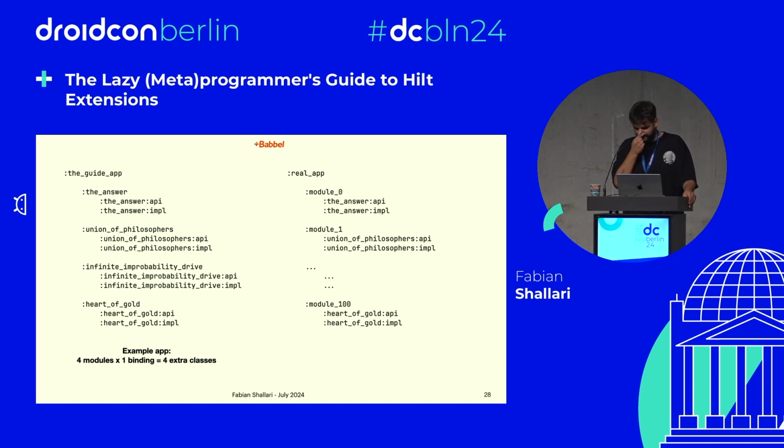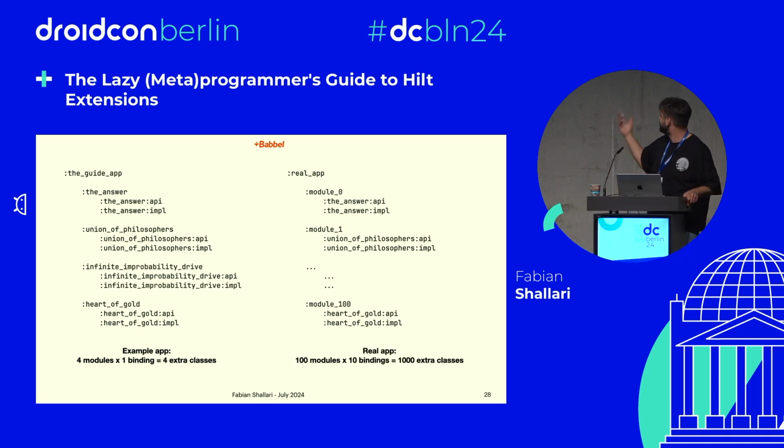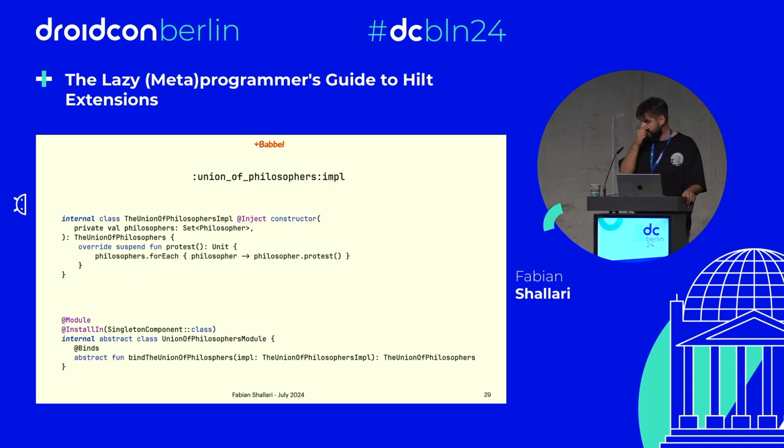The code bases that we usually work on are not this nice example with 4 modules with 1 binding each, but more like 100 modules with 10 bindings each. So in the end, we end up writing 1,000 extra classes. I don't know about you, but as I said, I'm extremely lazy. I really don't like writing the same thing over and over again 1,000 times. So let's try to imagine a better way that we can do this.